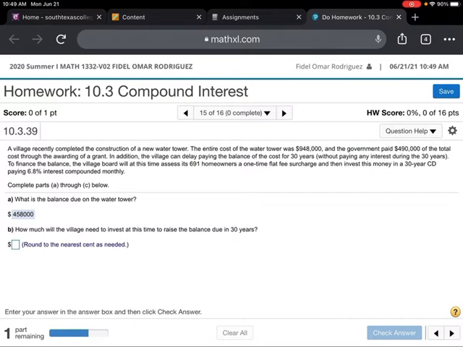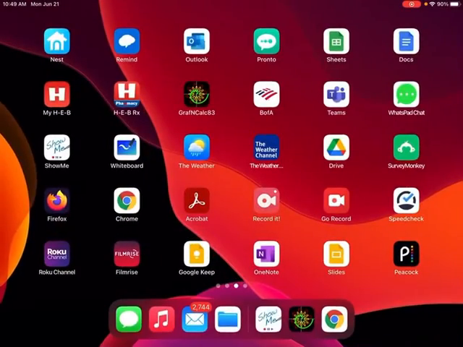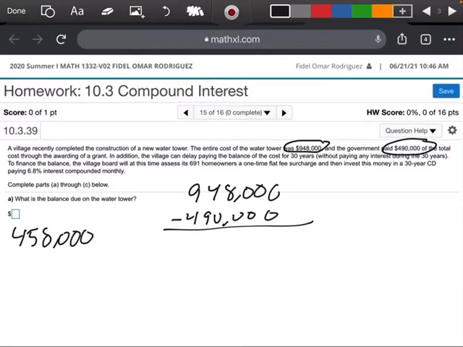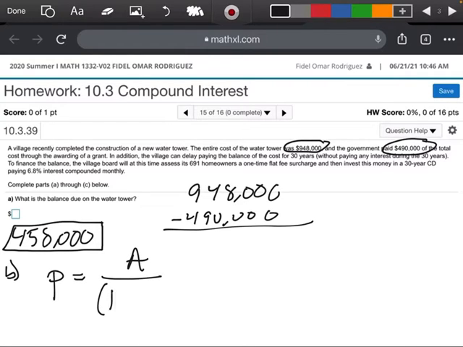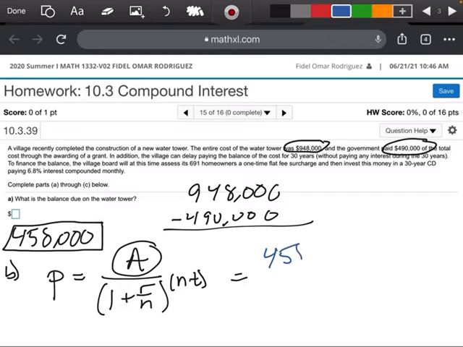Okay, so now part B says, how much are we going to have to invest at this time to raise the balance due in 30 years? Okay, so let's go ahead and do part B. So we want to figure out how much we need so that we have this amount of money in the 30 years, right? So guys, we're going to use our present value formula. So the present value formula is P equals A divided by 1 plus R over N to the power N times T, okay? So the amount that we want to get is that 458,000, okay? 1 plus, let's see, our interest rate was 6.8%.